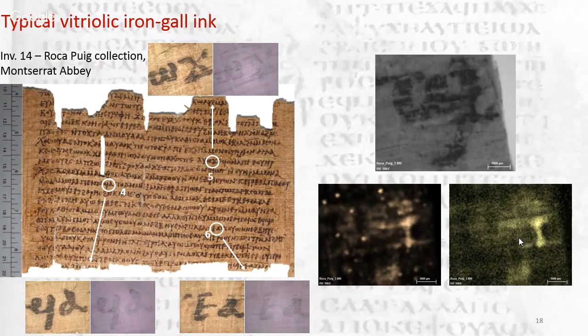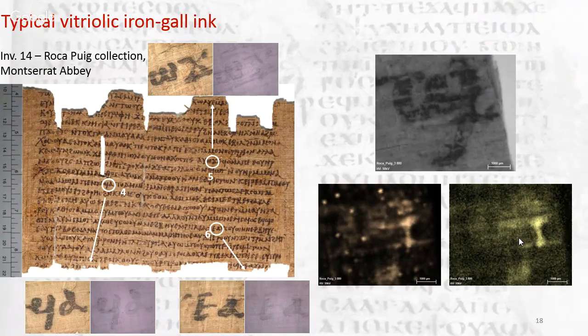So here you can see 3 different spots of analysis, and in all of them, you can appreciate the change in opacity in the ink in the near-infrared region. You can still see the ink, but definitely there is a change in opacity, indicating that we are dealing with an ironable ink.